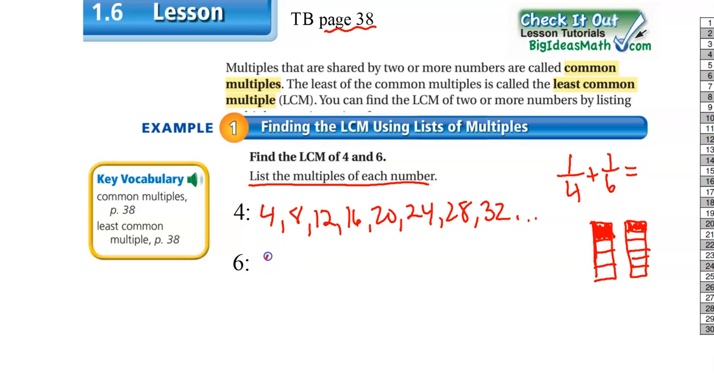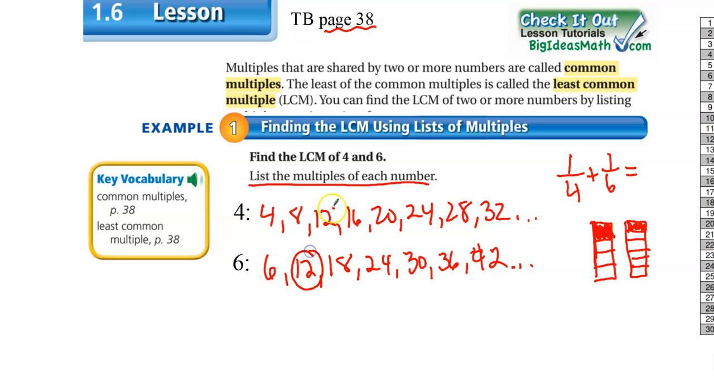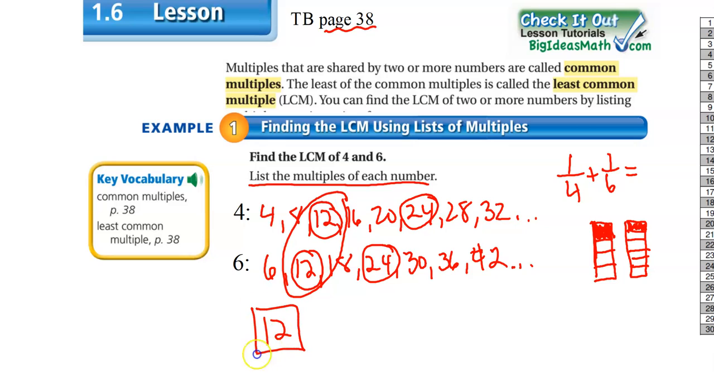Now I'm going to list the multiples of 6. 6, 12, 18, 24, 30, 36, 42. Okay, so in this list, I could start circling the common multiples. I can circle 12 and 12. What else do I see that they have in common? 24 and 24. But notice what I'm trying to do is find the least common multiple, which means the smallest number. So these are my two smallest numbers, so my least common multiple is 12.